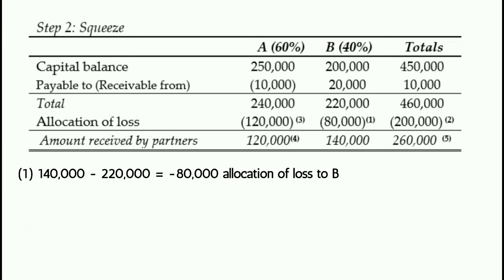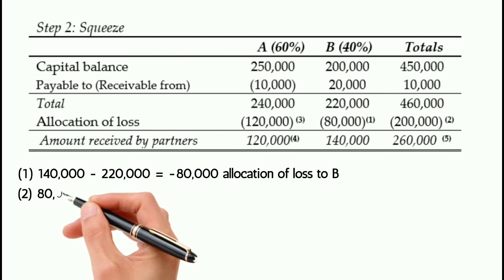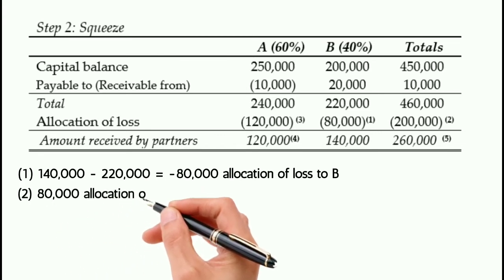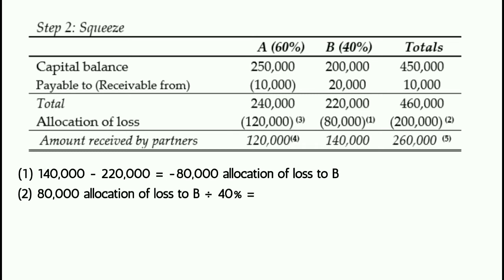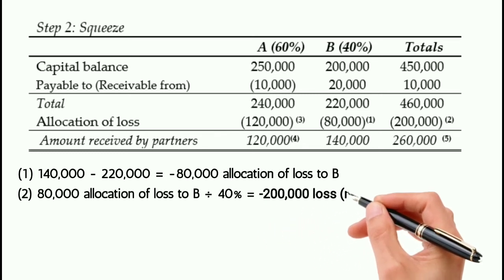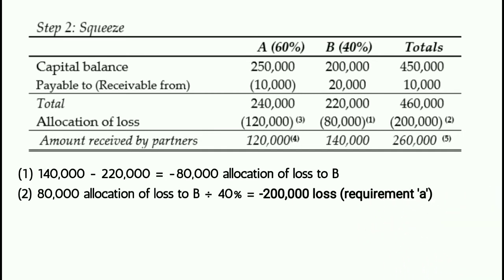Since na-compute na natin yung negative 80,000 pesos, at this point, we can now answer requirement A. 80,000 pesos allocation of loss to B divided by 40%, that is equal to negative 200,000 loss. And that is the answer in requirement letter A.